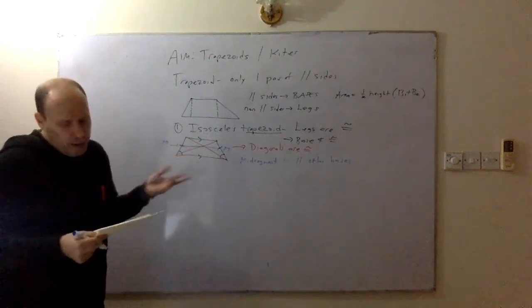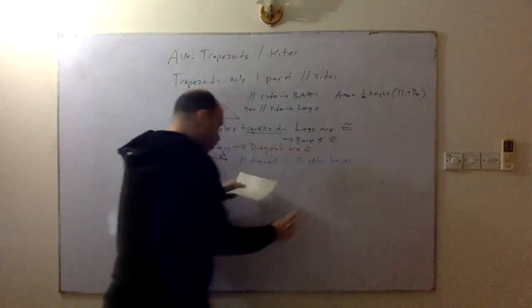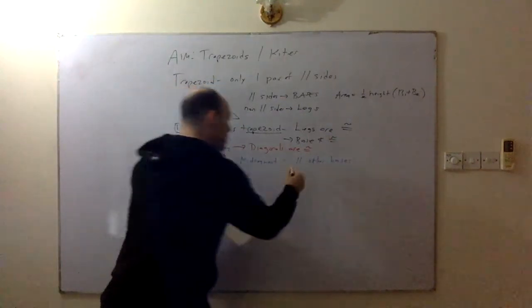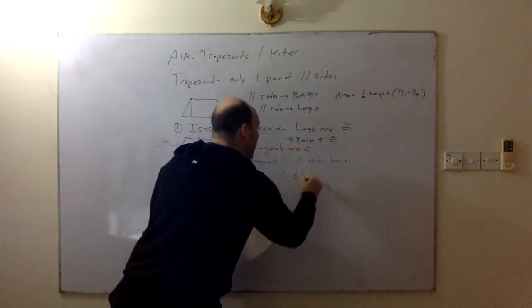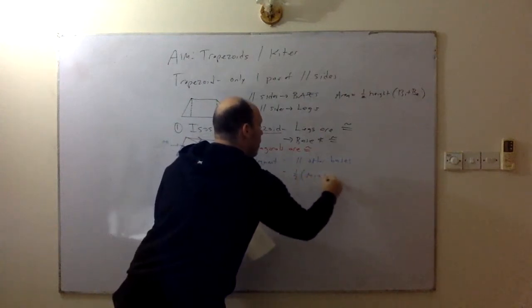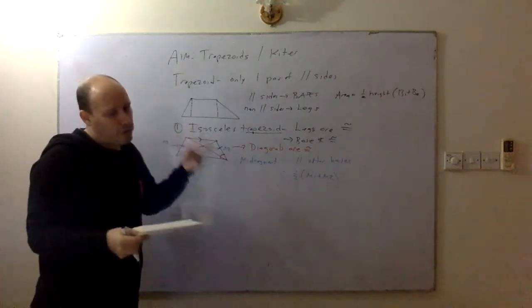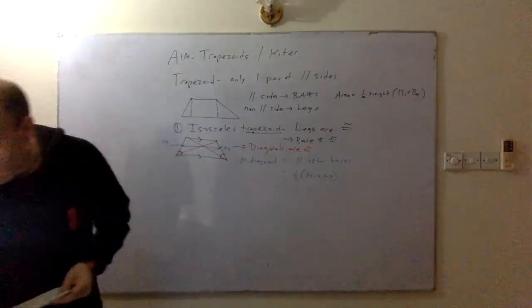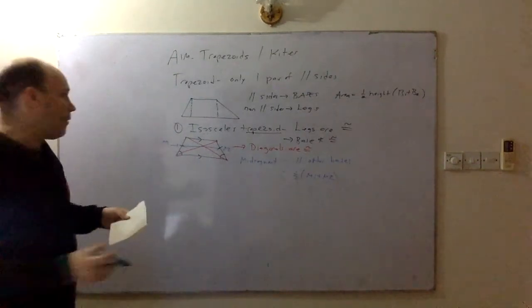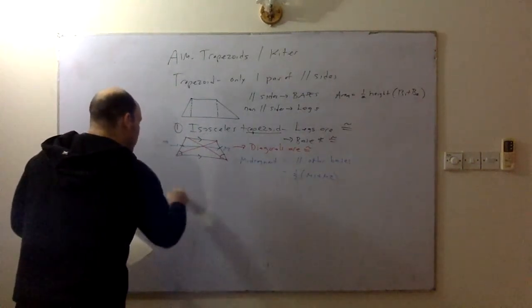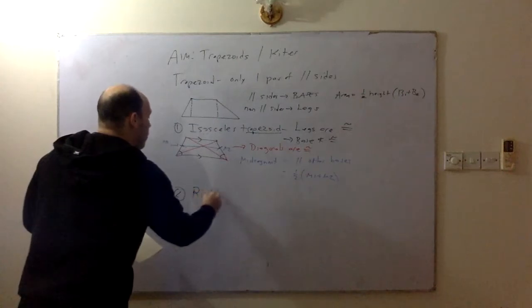You can pause it and think about it. It actually turns out it's the average of the bases. It's 1/2 the length of the sum of the bases. The mid segment in a trapezoid, an isosceles trapezoid, is the average of the bases. Nice. The next type of trapezoid we're interested in is the right trapezoid.